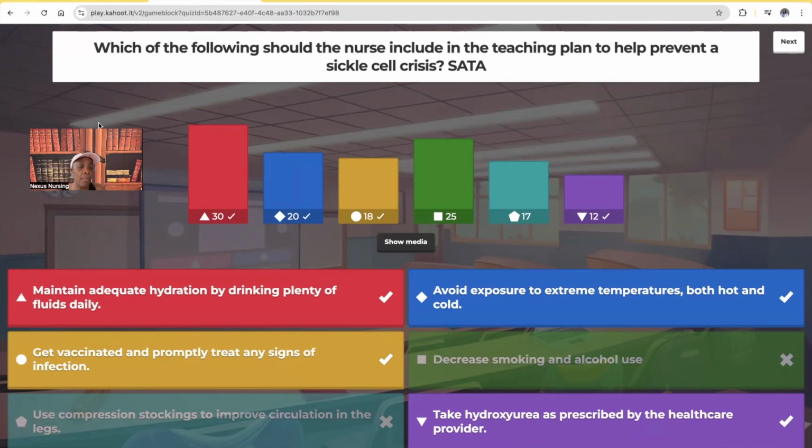Get vaccinated and promptly treat any signs of infection. Why? Patients who have sickle cell are immunocompromised. They need to be the first ones in line getting their flu shot, pneumonia vaccine. They cannot afford to get sick. You've got to teach them to stay away from large crowds, stay away from people who are unhealthy, people who are sick. They cannot afford to get any infections.